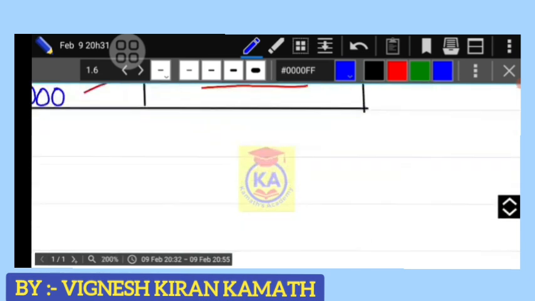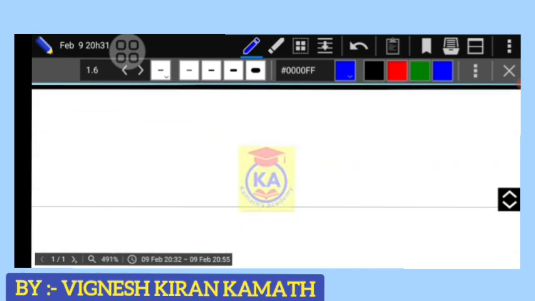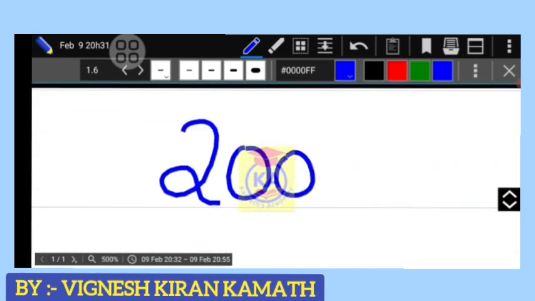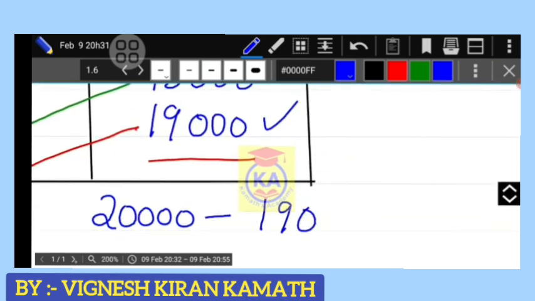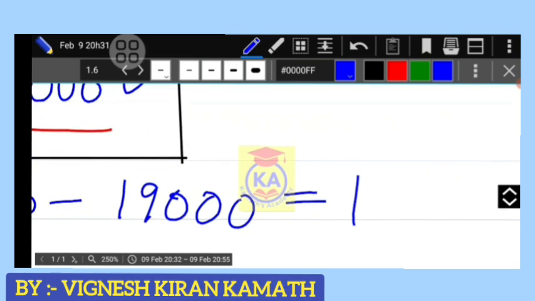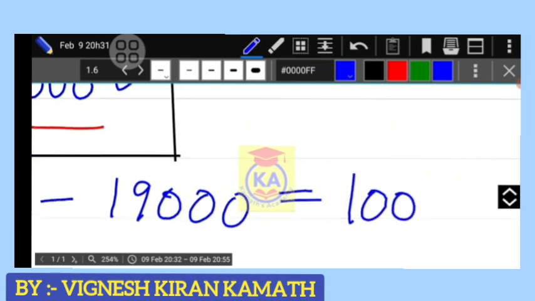Now how much is remaining? To find the remaining amount, you just subtract: cash outflow minus this 19,000. You will get the remaining amount. How much? That is 1,000, right?